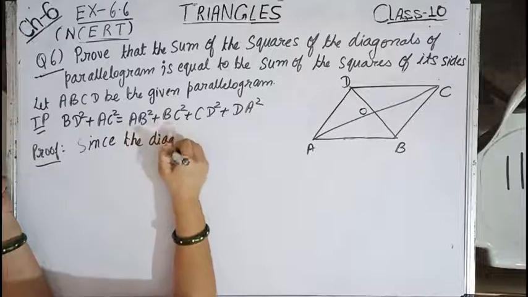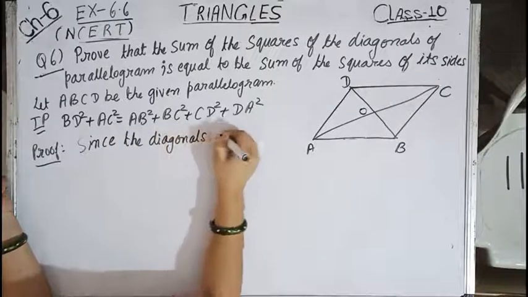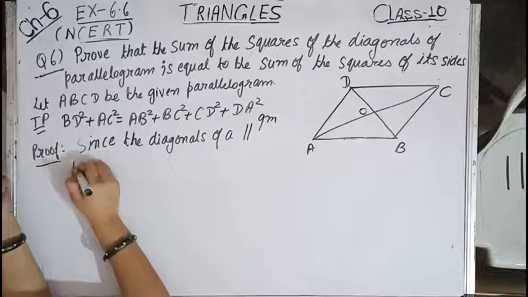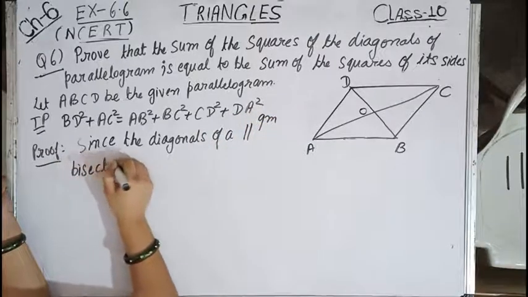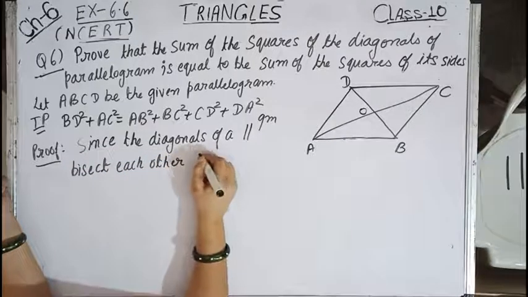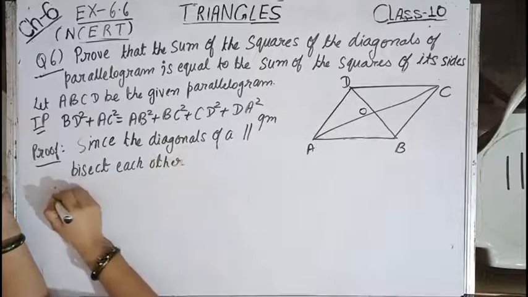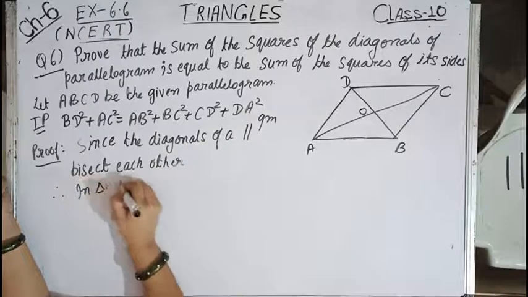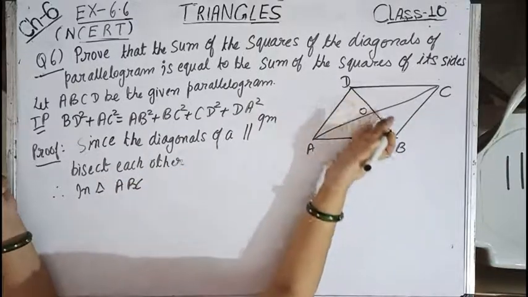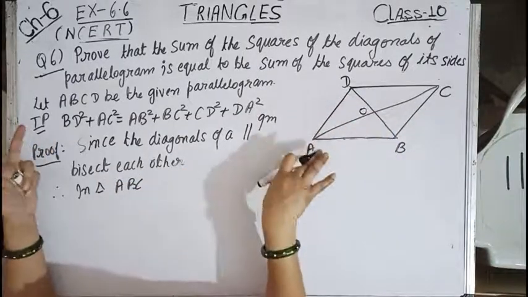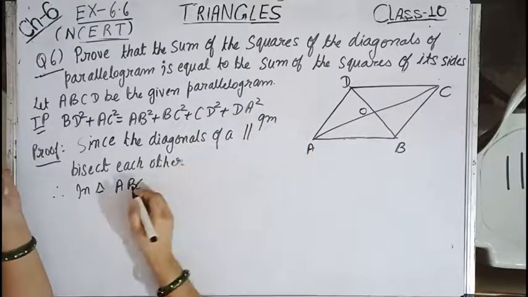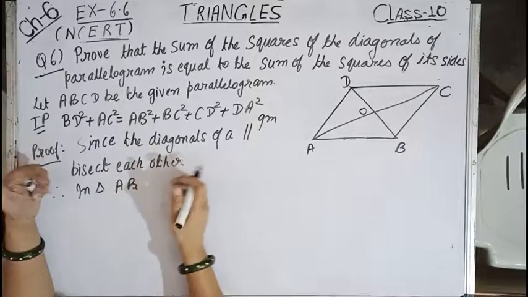So I am starting, since the diagonals of a parallelogram bisect each other, therefore in triangle ABC, you can take any diagonal, and on the other side of the diagonal whichever two triangles, in those two triangles you use the concept of the last question, the median concept of the square.